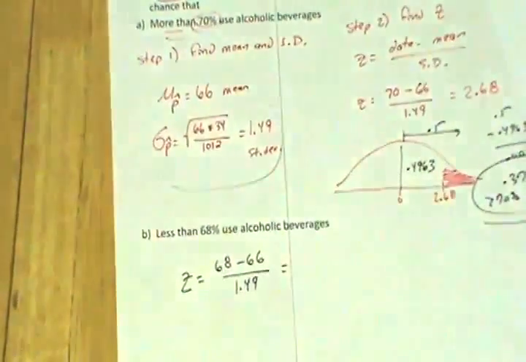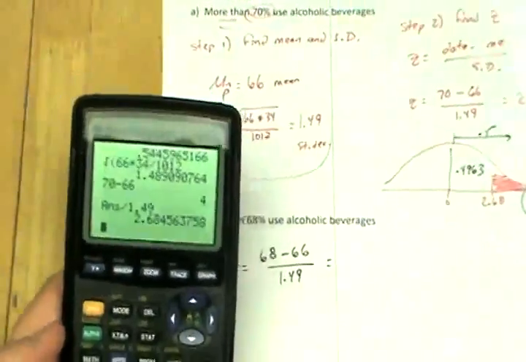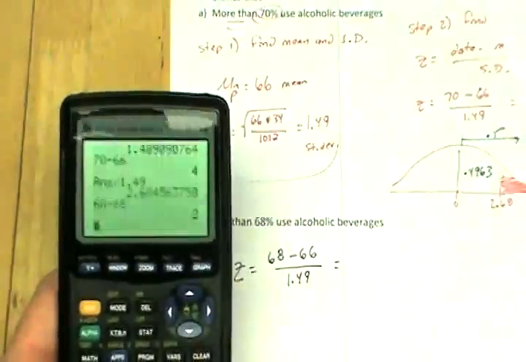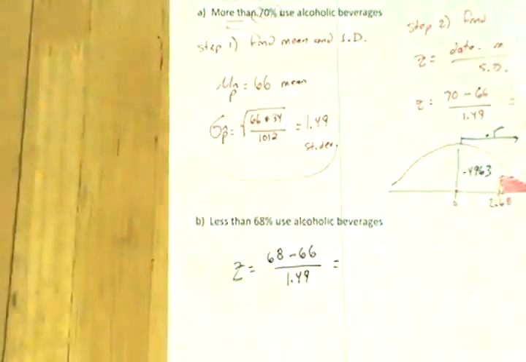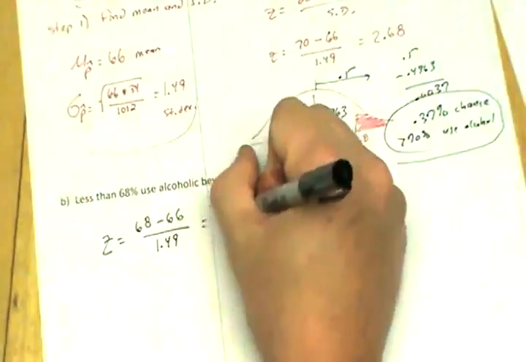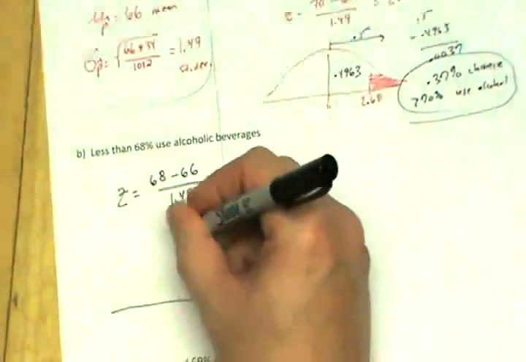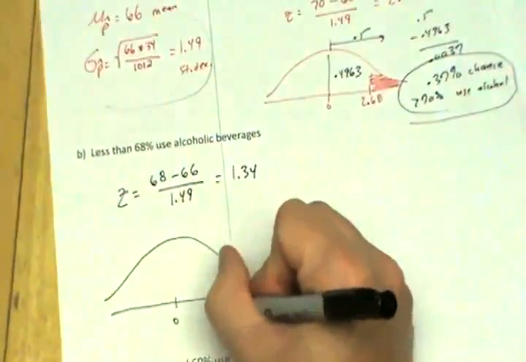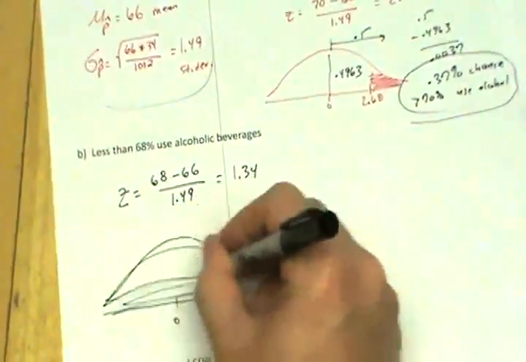All right, so 68 minus 66 divided by 1.49, 1.34. That's the z-score. We'd like less than 1.34. We want everybody less than that.